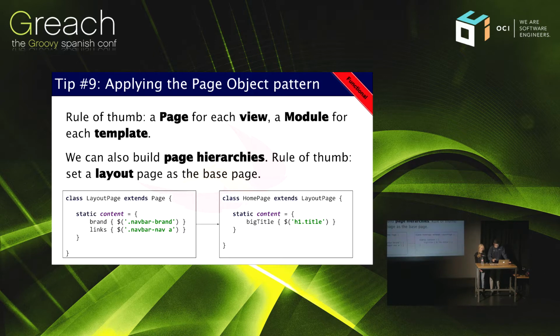A good rule of thumb to create pages and modules is maybe to create a page for each GSP view and create a module for each GSP template. And with Geb, we can also create page hierarchies to represent pages that may have elements in common. And another good rule of thumb is to write a page for the layout page and set it as the base page for the rest of Geb pages.